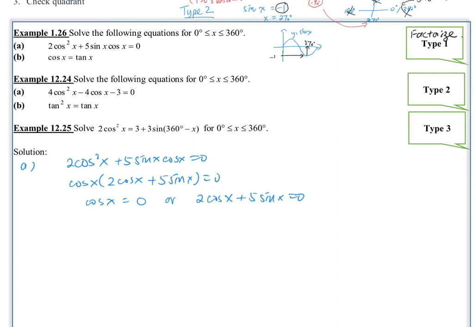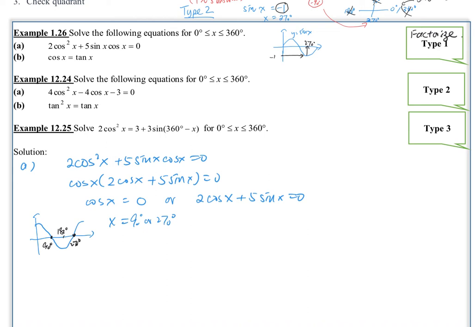And then, for the first one, cosine x is equal to 0, so you can use the plot graph method, or you can use the testing value method. So this is 90, 180, 270. So the answer is x equal to 90 degrees or 270 degrees.